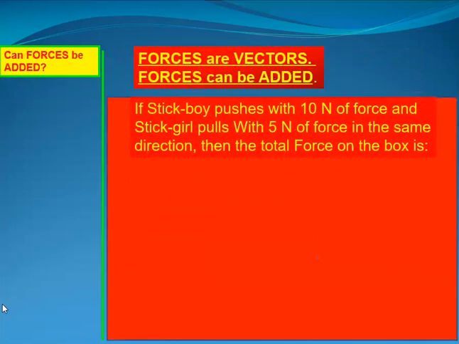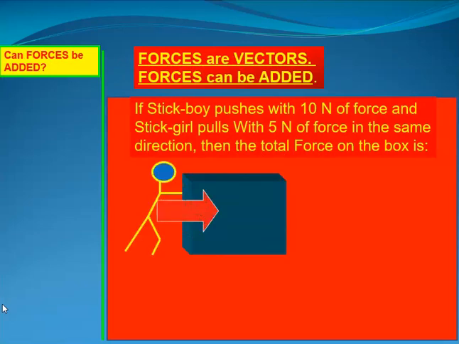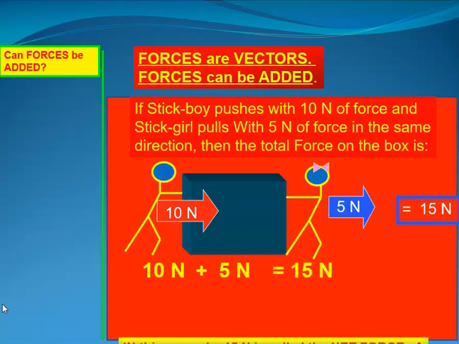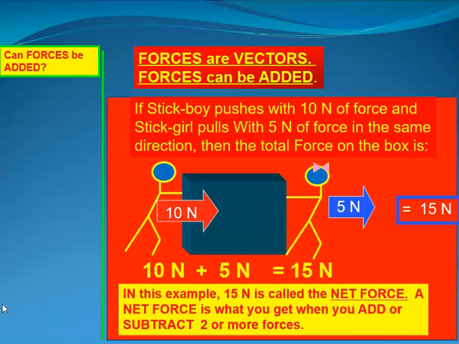Forces are vectors. Forces can be added. So Stick Boy pushes with 10 newtons of force and Stick Girl pulls with 5 newtons of force in the same direction. Then the total force on the box is 10 plus 5, and that's going to equal 15 newtons. In this example, 15 newtons is called the net force. A net force is what you get when you add or subtract 2 or more forces. So just like velocity and acceleration, forces are vectors. They have a specific direction to them.